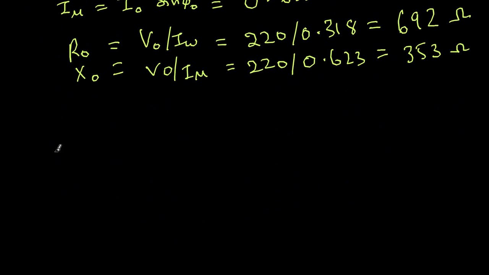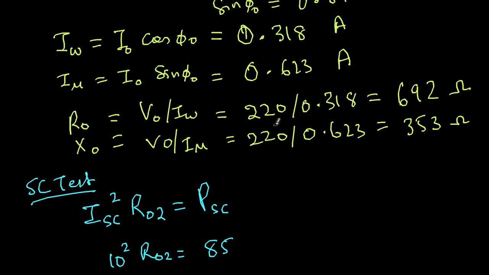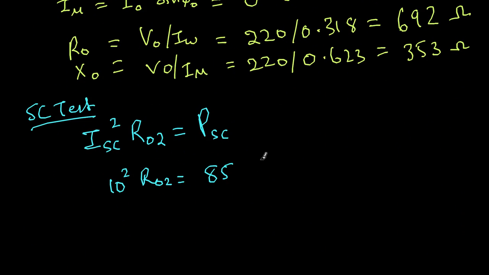From that I can find R02. I short circuit square into R02 is P short circuit. So 10 amperes squared into R02 is 85 watts. The short circuit current of 10 amperes is measured on the high voltage side. So this implies that R02 is 0.85 ohms.